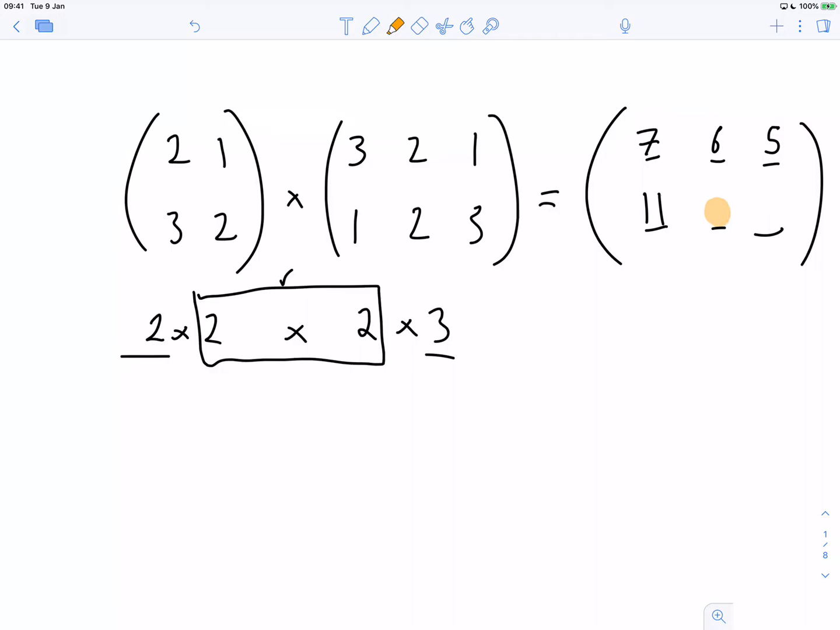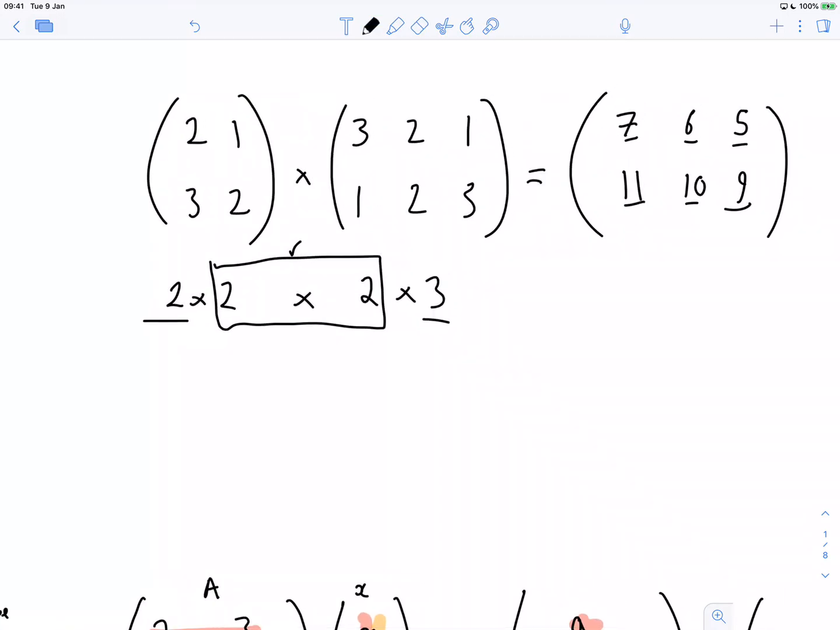For this element here, that's the second row, second column. So second row, second column. So we'll do 3 times 2, which is 6, plus 2 times 2, which is 4. 6 plus 4, that will give a 10. And then finally, this is the second row, third column. So second row, third column. So we're going to have 3 times 1, which is 3, plus 2 times 3 is 6. 3 plus 6, that will give a 9. And I've now successfully completed this matrix multiplication.